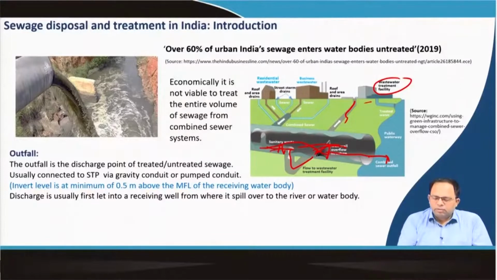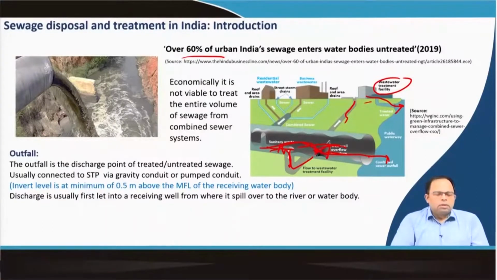The normal flow falls onto this pipeline and goes to the sewage treatment plant, but as soon as there is excess flow, the excess volume jumps over and could go directly to the outfall of the river. After the water is treated, it could be reused, or it could be disposed from the sewage treatment plant to the river as well. Roughly, this is the design in most Indian cities. We are not able to treat the entire volume of sewage. In most cases we dispose the sewage directly into the river, and roughly 60% of total sewage is not treated at all.